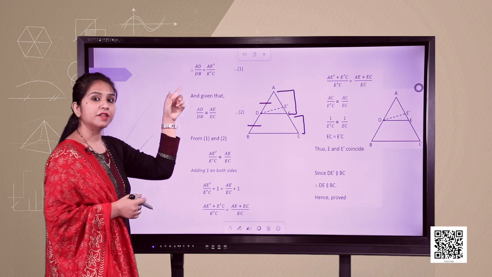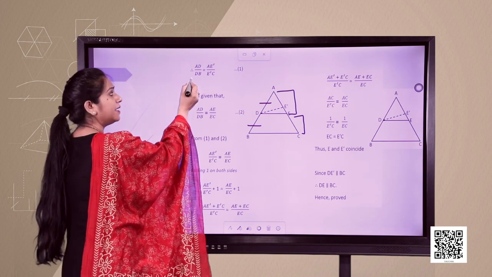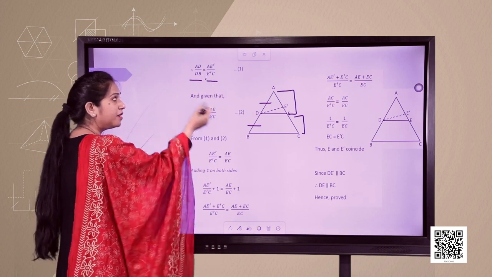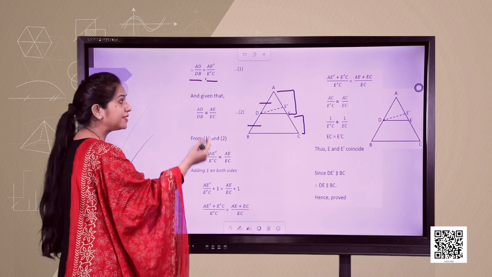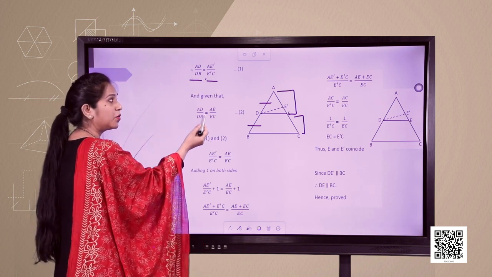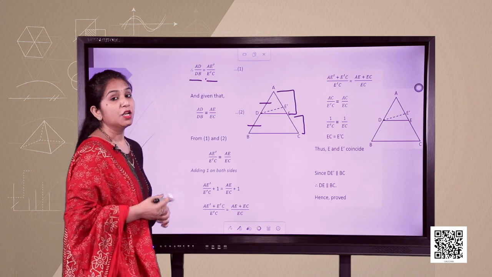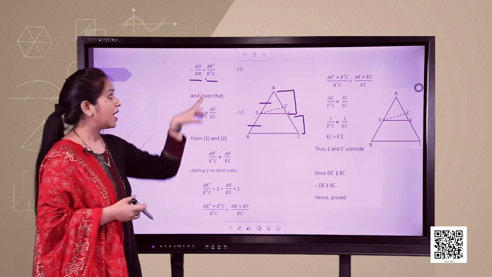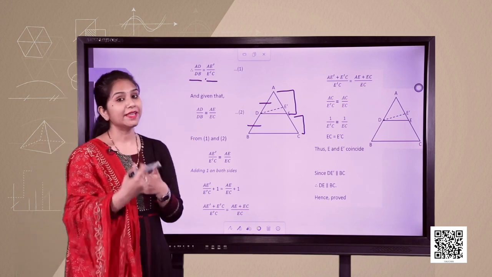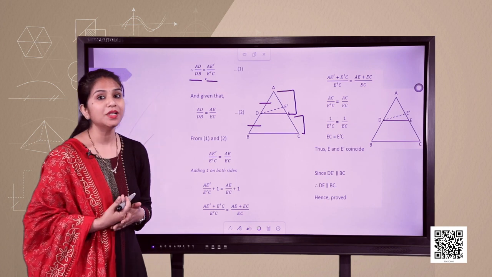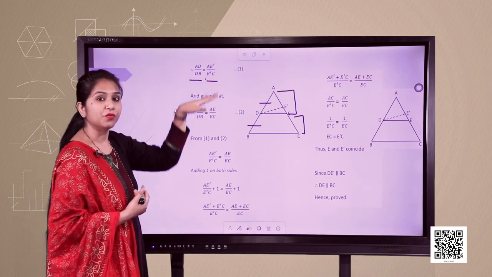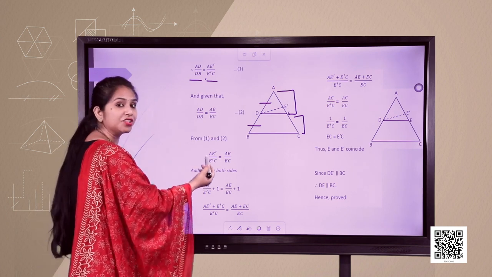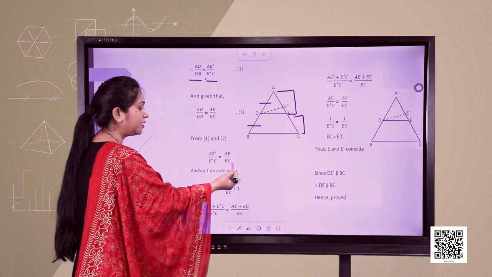So, children, in your first equation, we have written that AD upon DB is equal to AE dash upon E dash C. But here we are writing something else. We are writing that this same AD upon DB is equal to AE upon EC. So, when you compare equation 1 and equation 2, two things are equal to the same thing, so we can say that those two things are equal to each other. It means from equation 1 and equation 2, we will get AE dash upon E dash C is equal to AE upon EC.